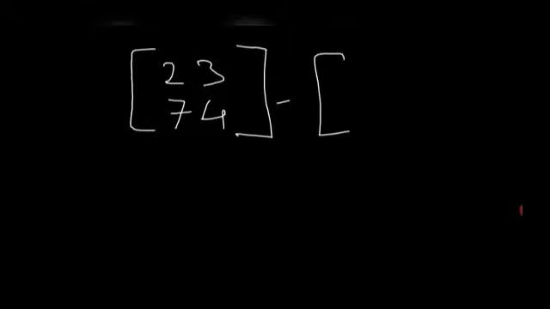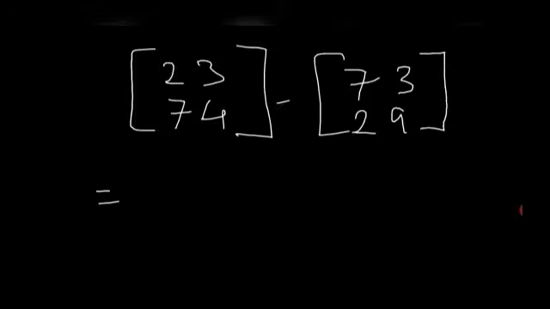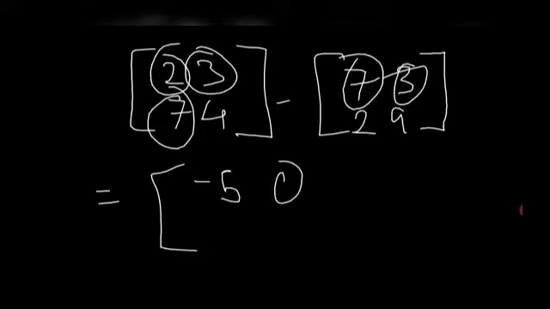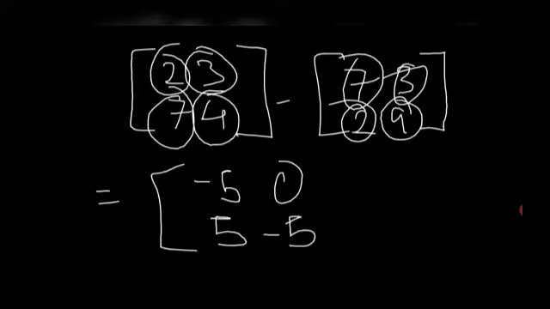Now you would say this same question, 2 3 7 4 minus 7 3 2 9, for example. How to do it? Exactly the same way. 2 minus 7 is how much? Minus 5. 3 minus 3 is 0. 7 minus 2 is 5. 4 minus 9 is minus 5. This is my answer. So this is addition and subtraction. Really easy. Just add and subtract the corresponding terms. Understand?